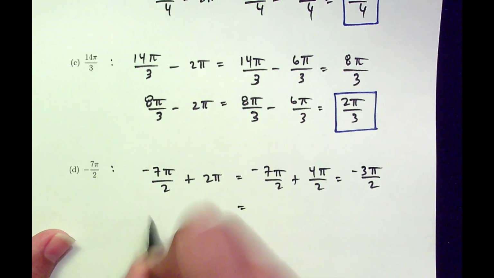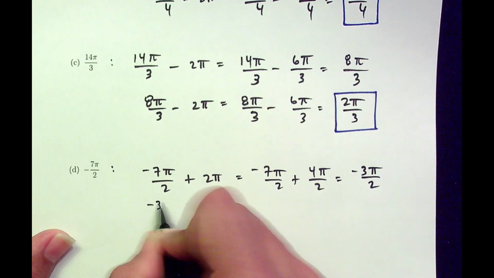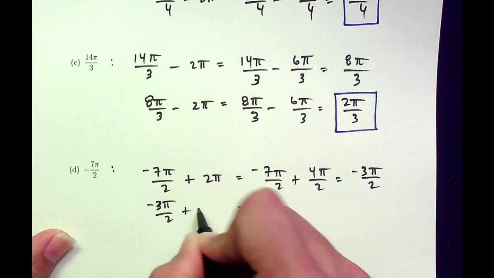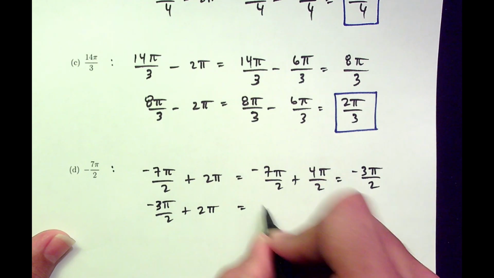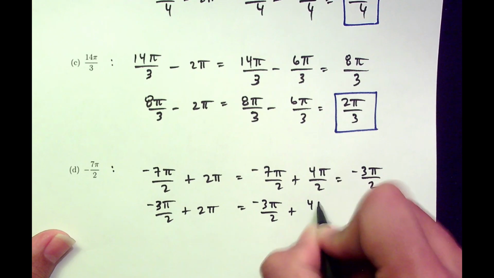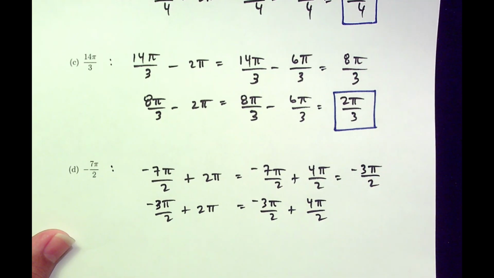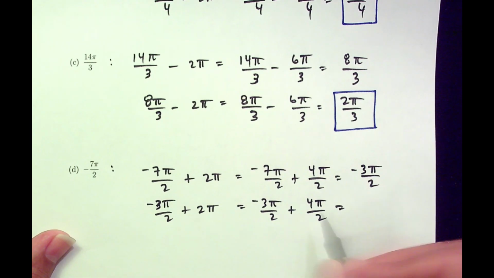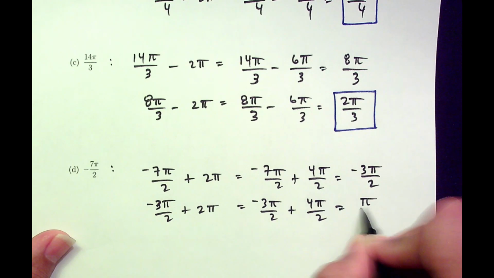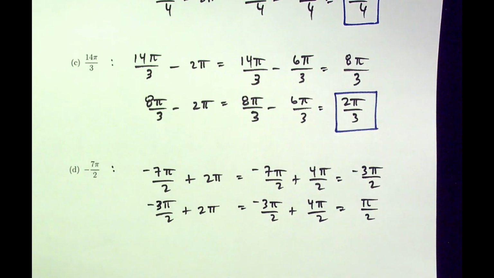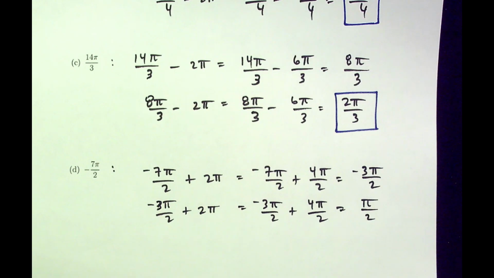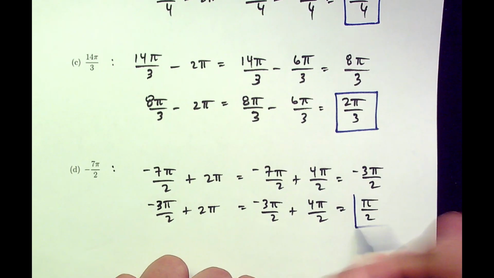Negative 3 pi over 2 plus 2 pi is the same as adding 4 pi over 2 and adding across the tops, that gives you 1 pi. We only write pi, we don't write 1 pi. We never write 1. When the coefficient is 1, we don't write that. And that's it, we're done. That is the answer.